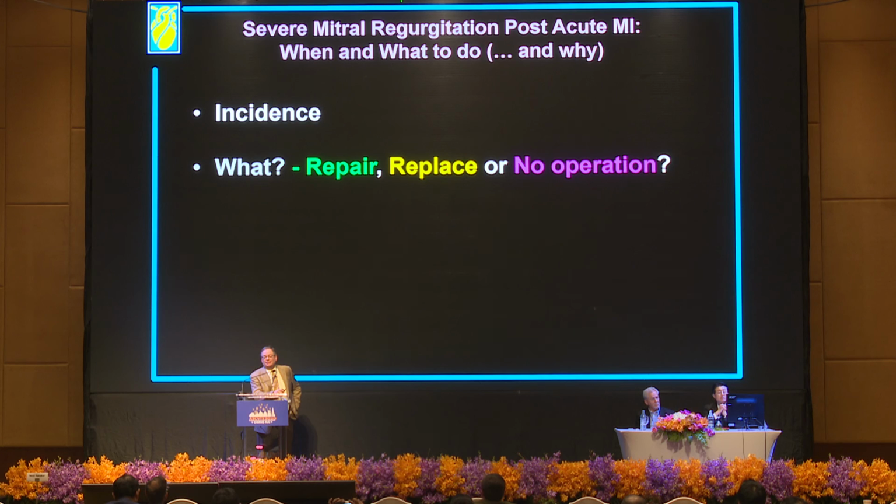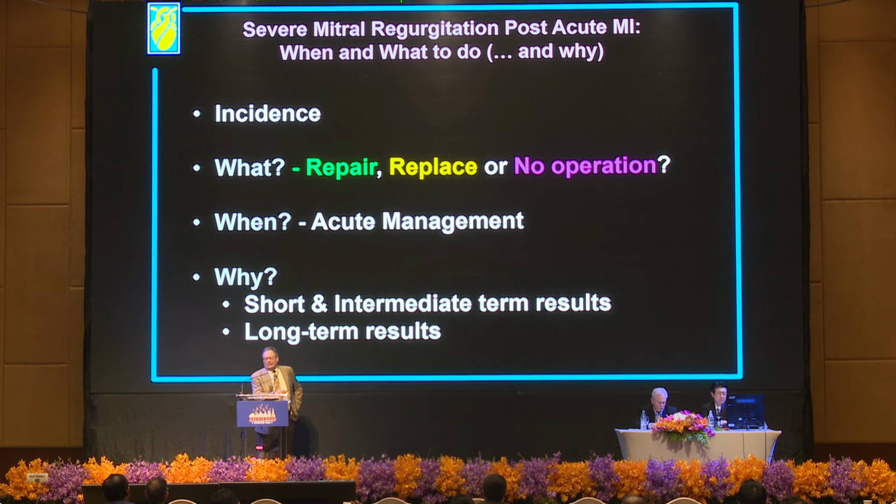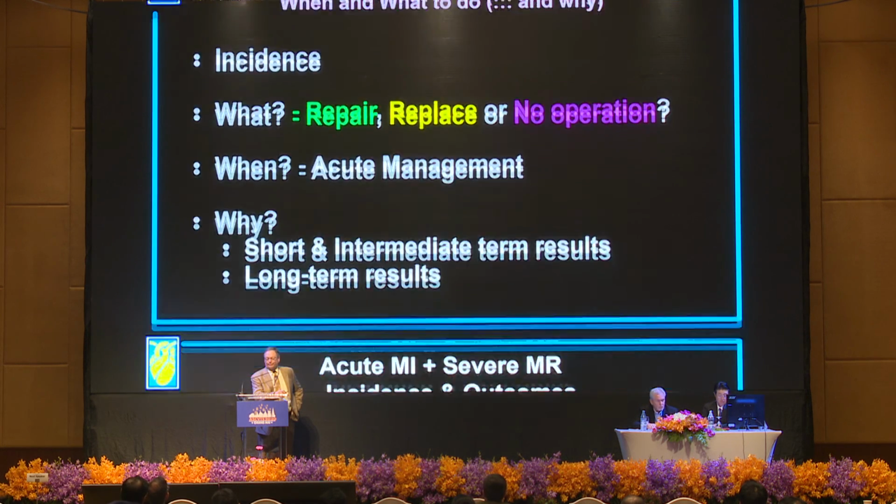So I'm going to start by looking at the incidence. What's the incidence of MR with MI? Aubrey gave you a little bit. What to do? Should we repair? Should we replace? There are some instances where we shouldn't even touch the patient, and this is for severe MR. When, what to do in acute management, when do we do what the different things we do, and then when do we operate on the patient? And then why? We'll look at some short and intermediate term results in a couple of papers, and we'll look at the long-term results from Portland that go back over about 40 years.